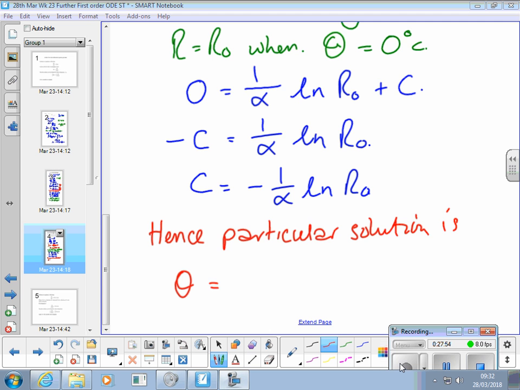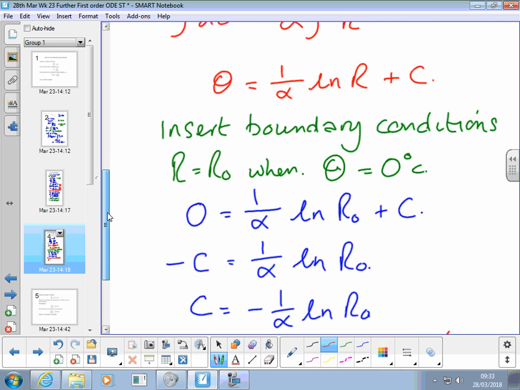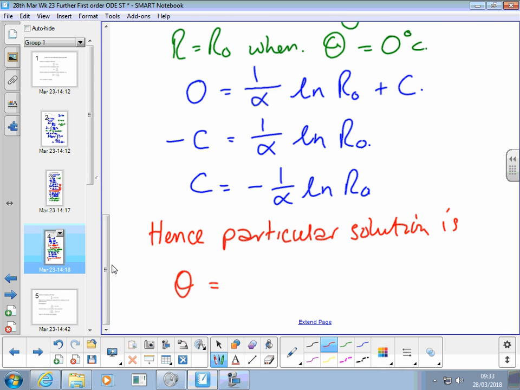Hence, the particular solution is temperature theta is equal to 1 over alpha ln R minus 1 over alpha ln R0. Can we simplify that at all?